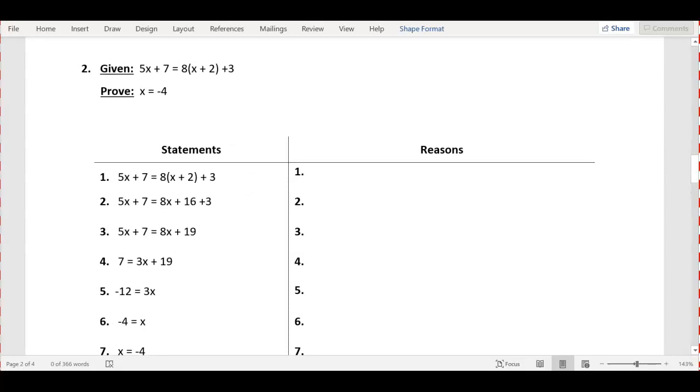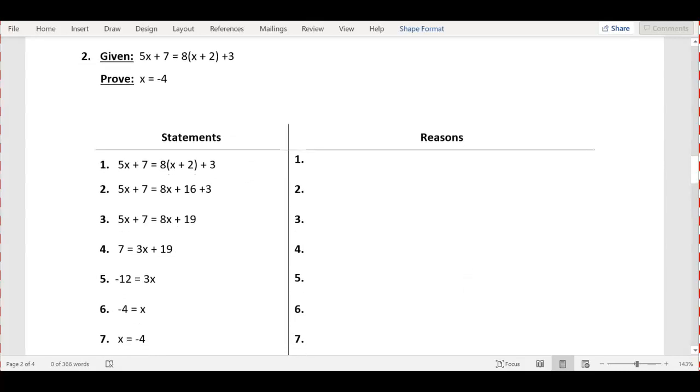Number 2. Now this one's kind of long, but all I'm doing is giving my reasons. And we already know the first reason. What's always going to be the first reason? Okay, because it is up here. It's given.